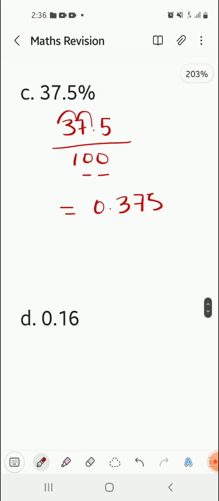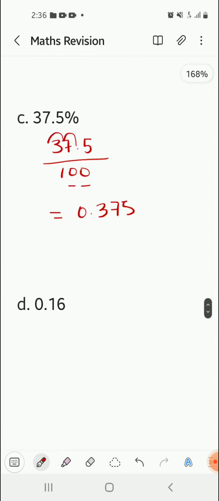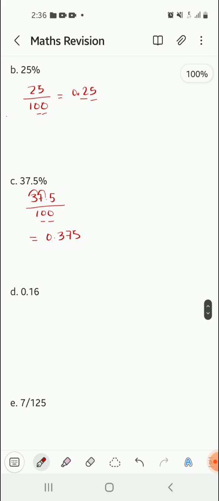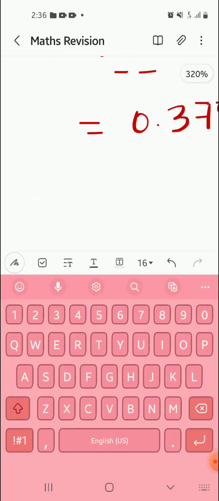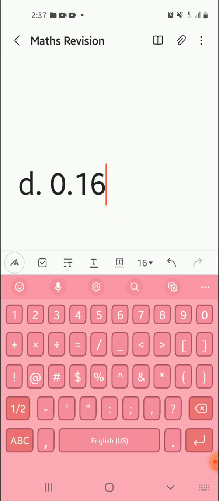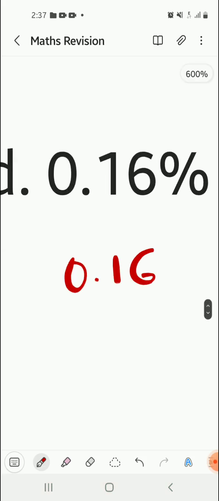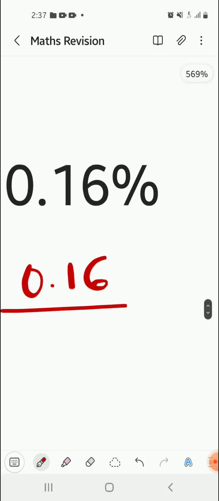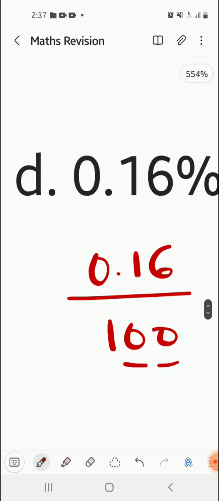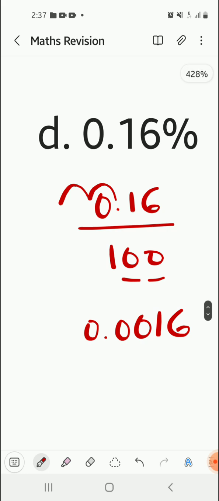Okay, so once we are done with it, we'll move to the next one. We've got 0.16 and we need to convert this into percentage. 0.16. This is already a decimal. So what we can do is insert a percentage sign over here. Because the given question is already in decimal, we don't need to do anything. So if it's given, for an example, 0.16%, that means divided by 100. Once again, there are 2 zeros, so the decimal point shifts once and twice to the left. So this becomes 0.0016. So my answer becomes 0.0016.